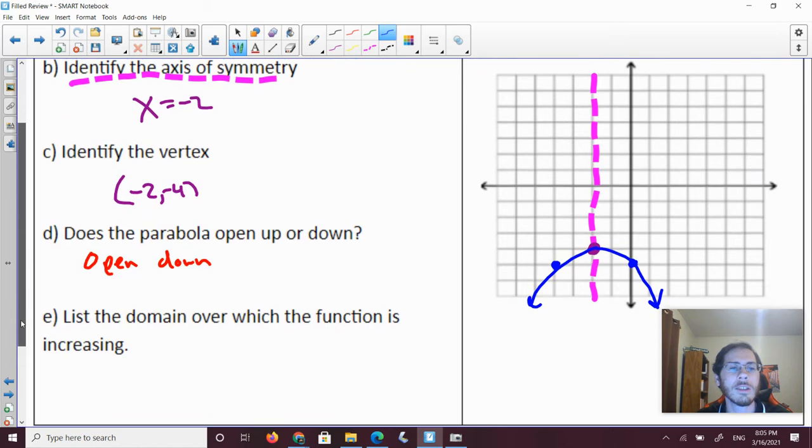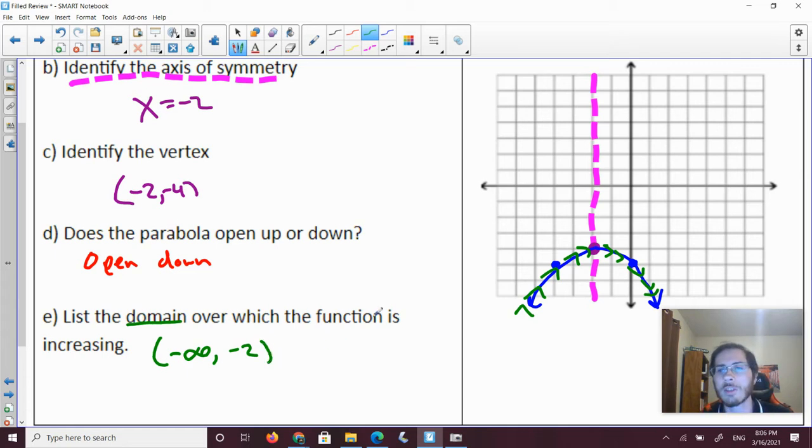And then part E says list the domain over which the function is increasing. Well, this function is going up. So if we kind of track it, we're going to start way down here. We're going to go up, up, up, up, up, stop right here, and then we're going to go back down. So if we want to do it visually, which we can do, we'd say it goes up from negative infinity until we get to, we're going for an x value because it says list the domain, so all the way until we get to negative 2. And that's when we stop going up.